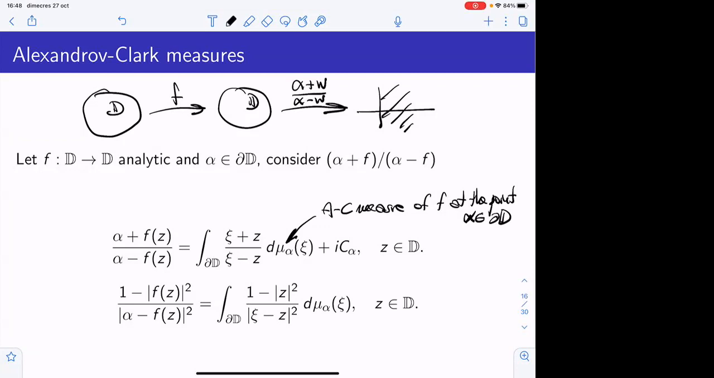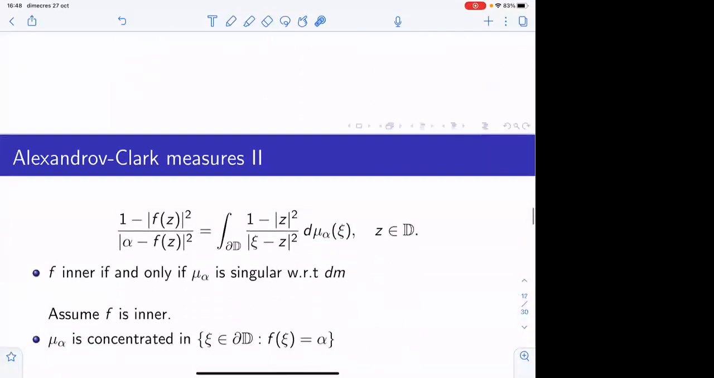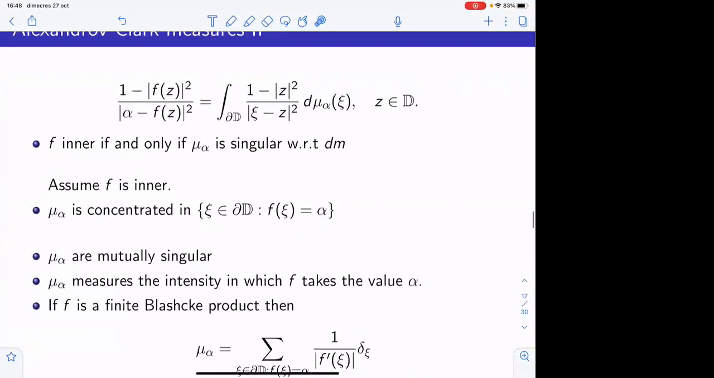If you take real parts, then the real part of this is the Herglotz kernel, and it's very easy, just a computation, to show that the real part of this kernel is precisely the Poisson kernel. So you get here the Poisson kernel at the point f of z, and you get here the Poisson kernel at the point z. So here is what I have just said.